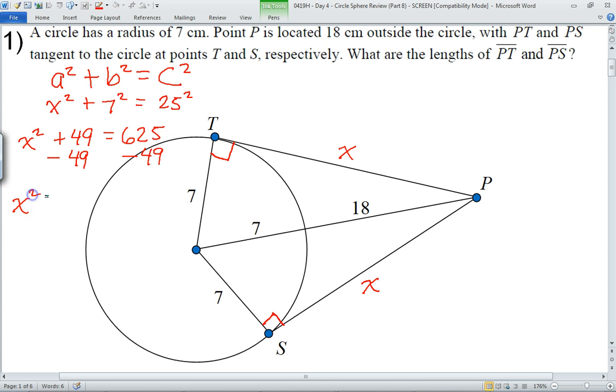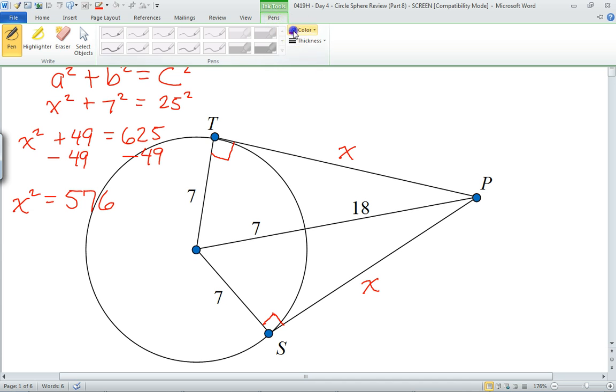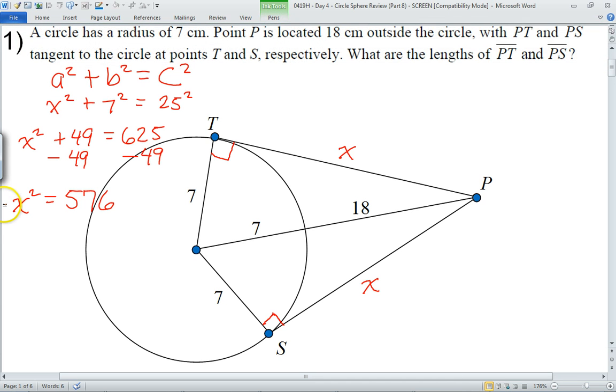And that's going to give us x squared equals 576. Then, of course, to get x by itself, we need to take the square root of both sides. So square root, that's going to give me x equals 24. So that is the answer to problem number 1. x is the length of PS and PT, and that's what we were supposed to find. Problem number 1 is done.